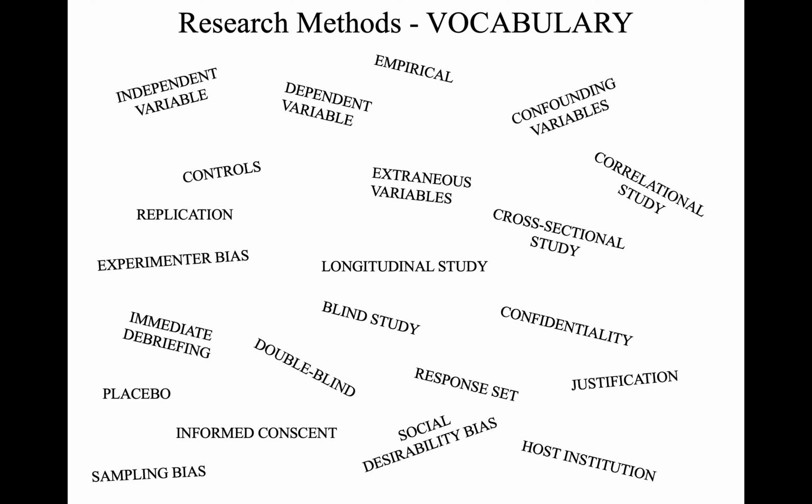Which one of these is the part of the experiment you're actually measuring? That would be the dependent variable. You manipulate the independent variable in an experiment, and then you see how they respond to that manipulation, and that's the dependent variable, the response that you're measuring.